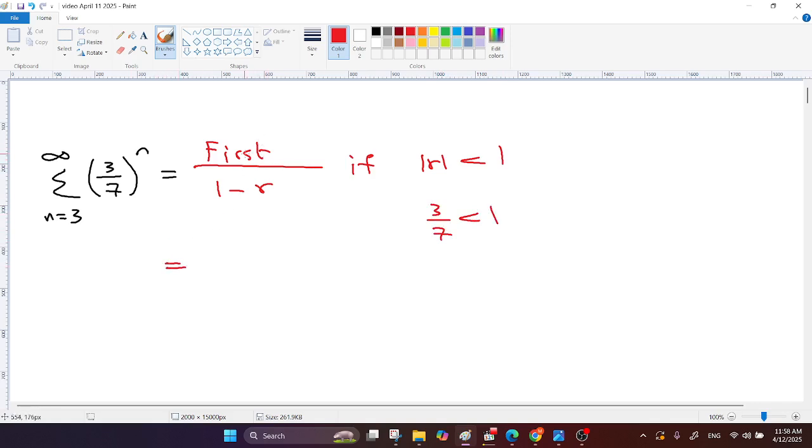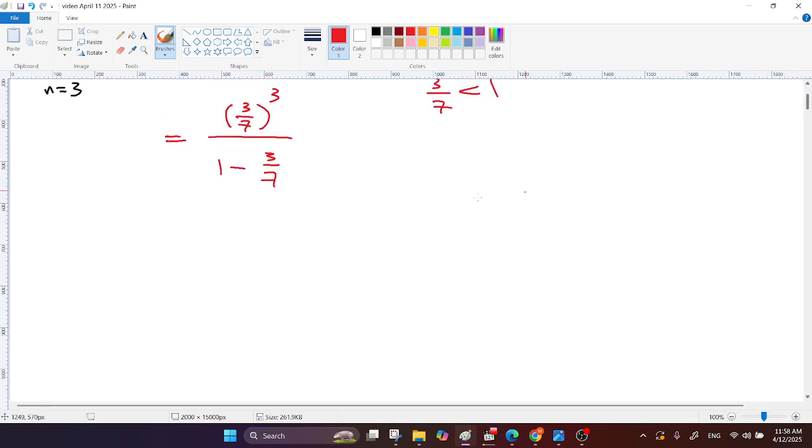What is first? First is just substitute the first one here. Here it is n equals 3. Substitute n equals 3, you get 3 over 7 cubed, over 1 minus 3 over 7. Let's simplify the answer here. So this equals 3 cubed over 7 cubed, over 1 minus 3 over 7.